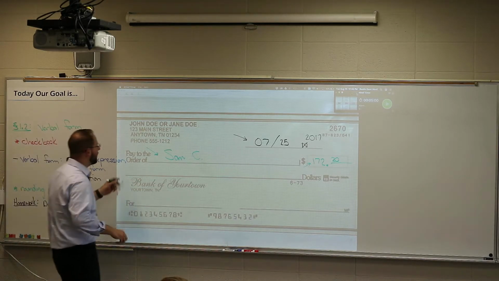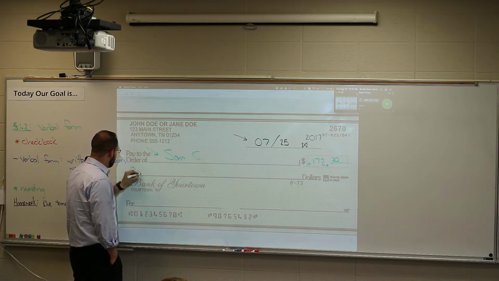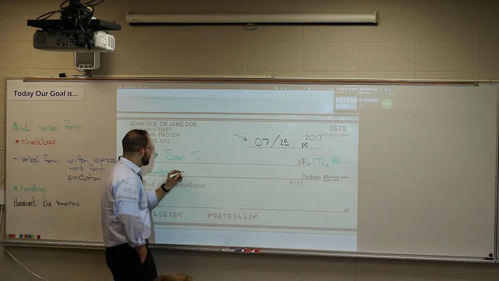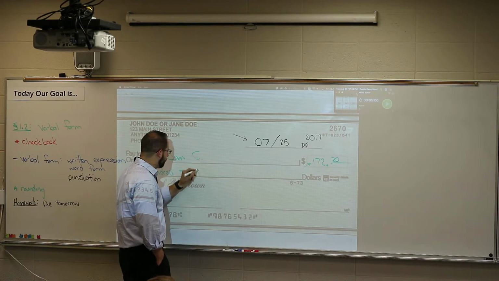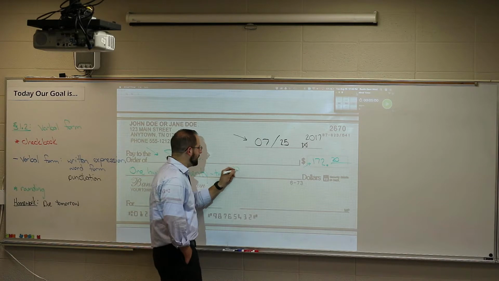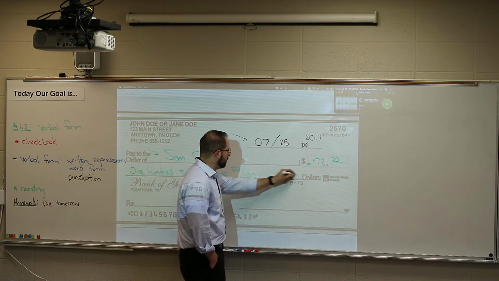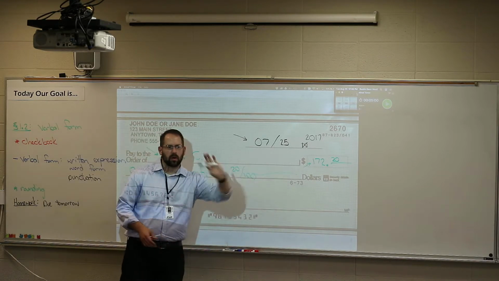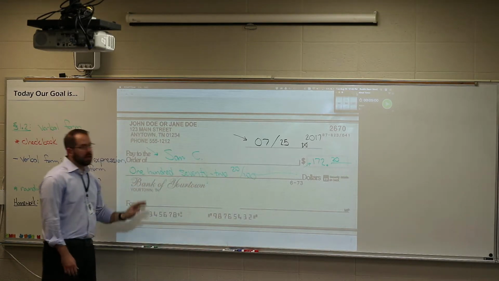172.20. Exactly. So this is how we're going to write it. For me, I did 1,000. Okay, that's fine. 172, oh crap, 72.20. And the 10 cents. You could put the 20 and put the little arrows straight across. It's however you want to do it. But it has to be in word form.